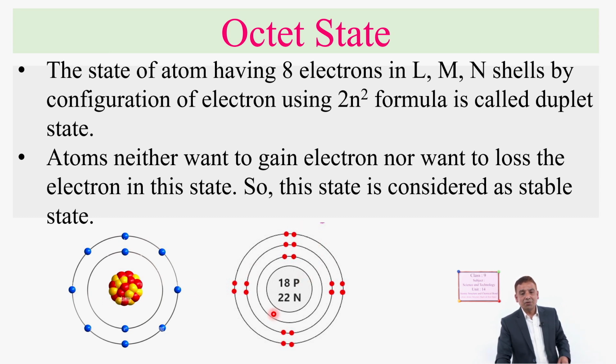Likewise, if you count the total number of electrons present over the valence shell, 2, 2 as well as 2 and 2. Altogether, how many electrons does it have at the valence shell?